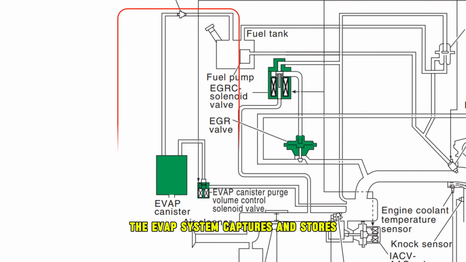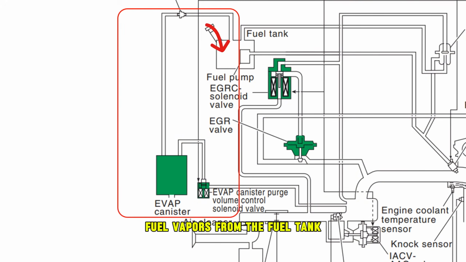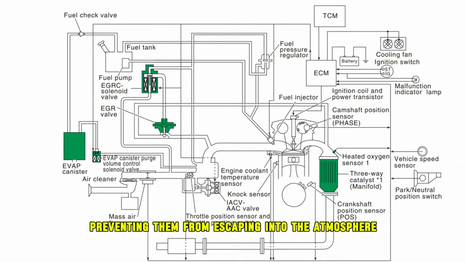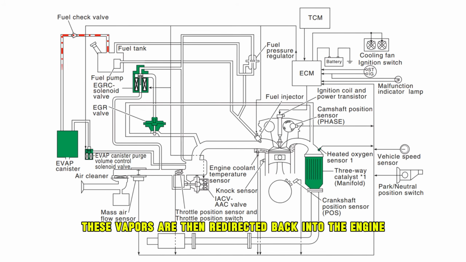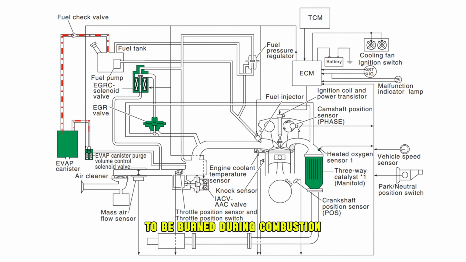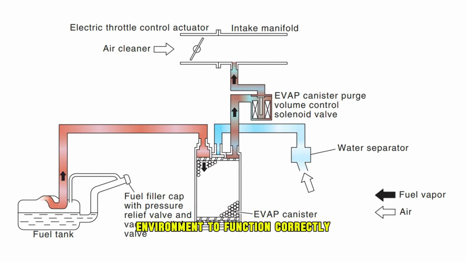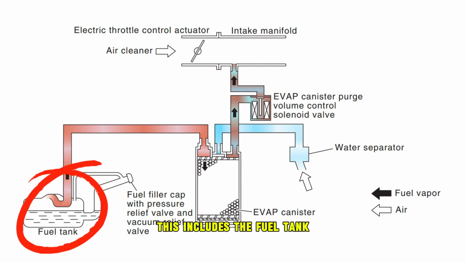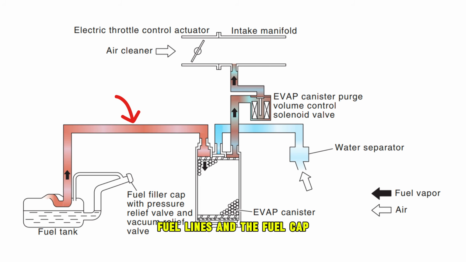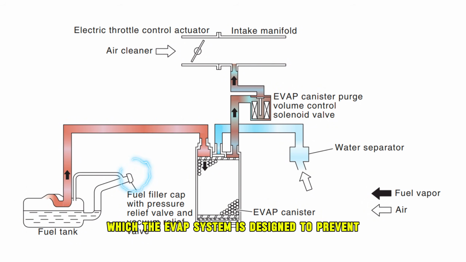The EVAP system captures and stores fuel vapors from the fuel tank, preventing them from escaping into the atmosphere. These vapors are then redirected back into the engine, to be burned during combustion. The system relies on a sealed environment to function correctly. This includes the fuel tank, fuel lines, and the fuel cap. When the fuel cap is loose, it breaks the seal of the fuel system. This allows fuel vapors to escape, which the EVAP system is designed to prevent.